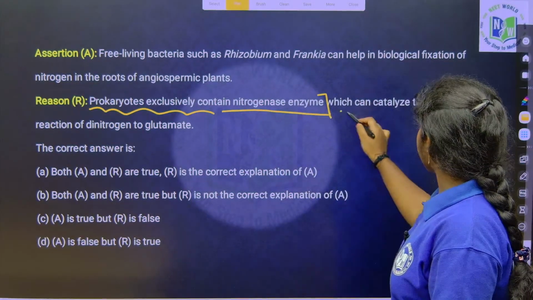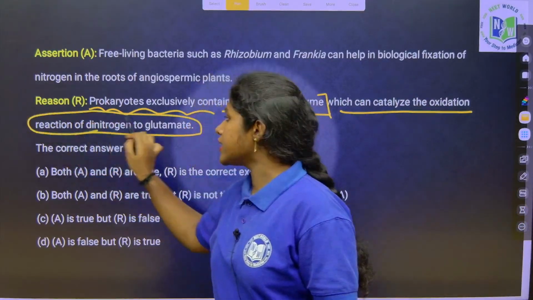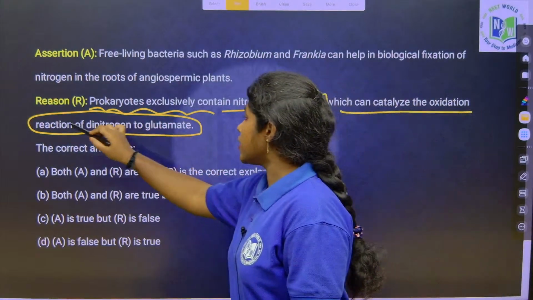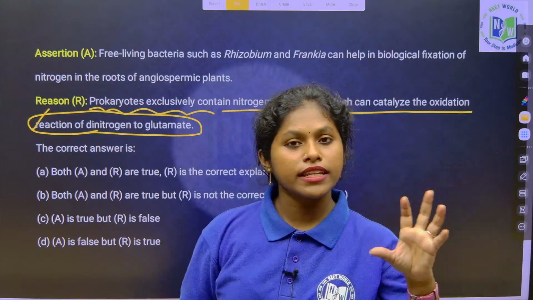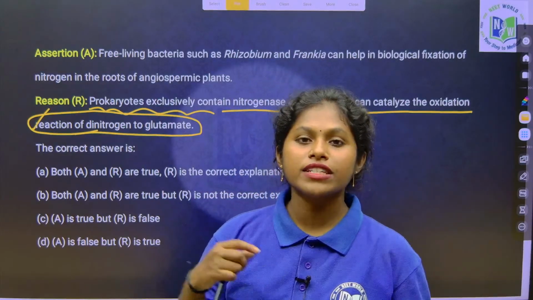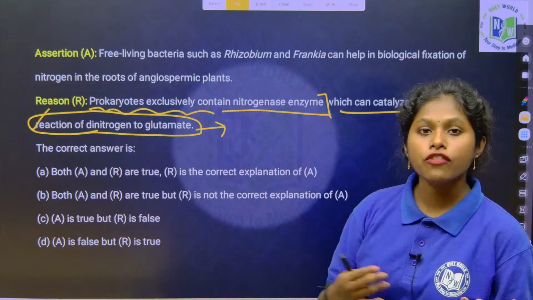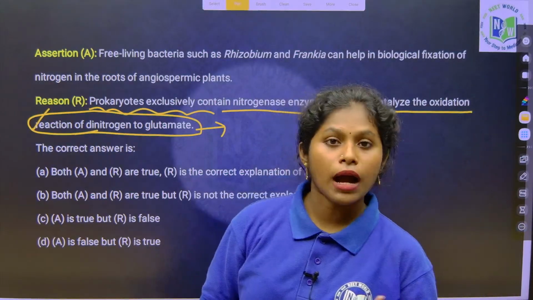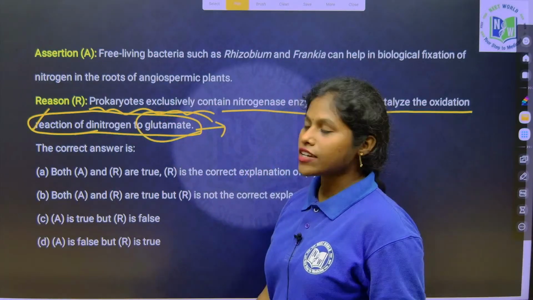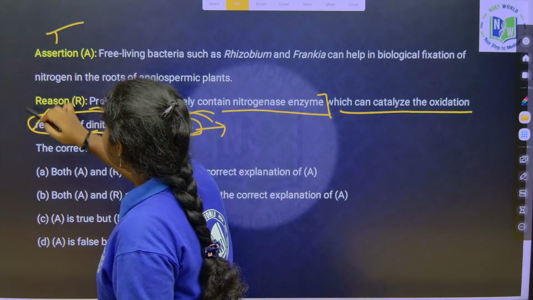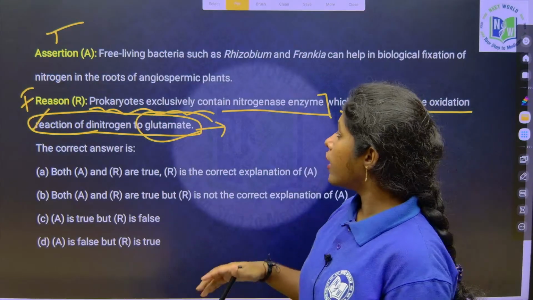The reason says it can catalyze the oxidation, which means the breakdown of dinitrogen into glutamate. Here is the wrong statement. Dinitrogen into glutamate is the wrong statement. We all know that for nitrogenase enzyme activity, oxygen must be blocked. Then it will fix the nitrogen, conversion of nitrogen into a utilizable form like ammonia, right? But here glutamate is given, which is the wrong statement, which means assertion is true, but reason is false. And the reason is also not the correct expression of the assertion, right?